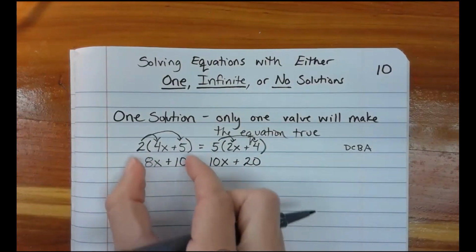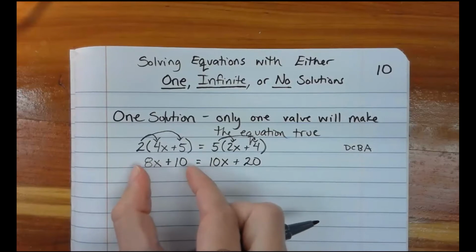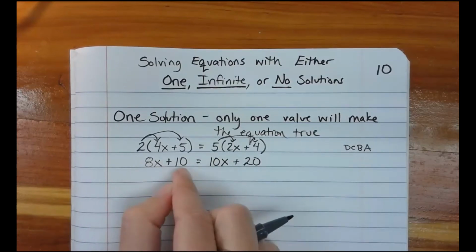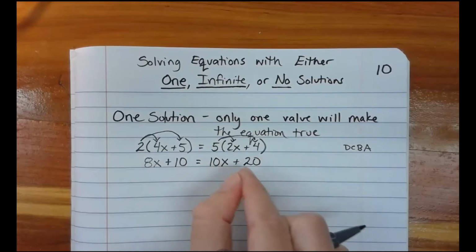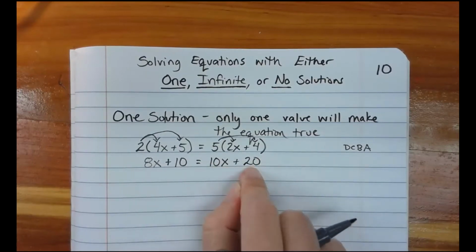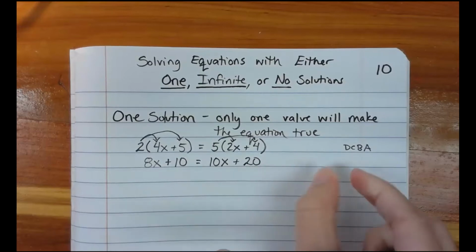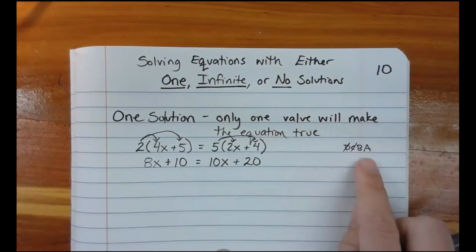We can look on either side. Are there any like terms to combine on this side? 8x plus 10. No, that has an x, that's a number. So no like terms on this side. Also checking on this side, 10x is not a similar term to 20. This has an x, this does not. So no combining like terms.